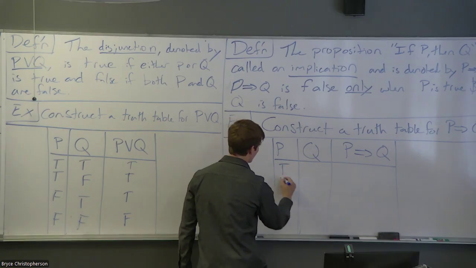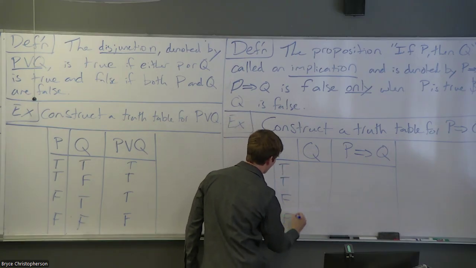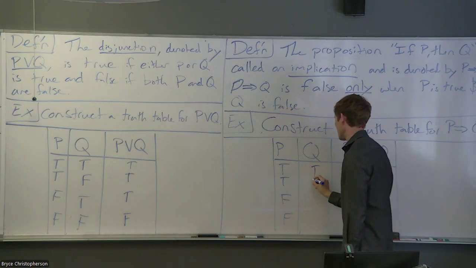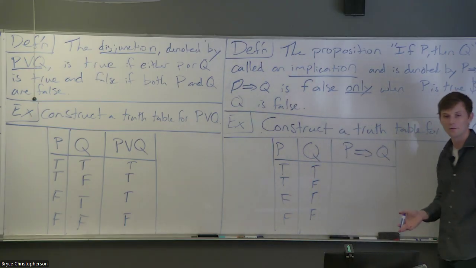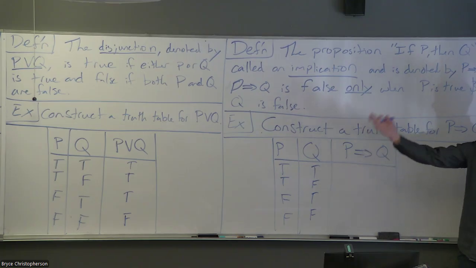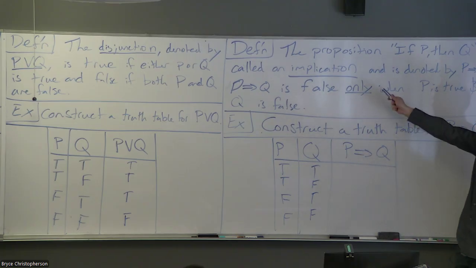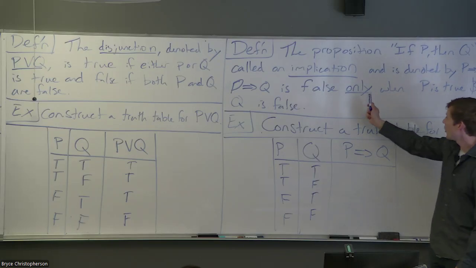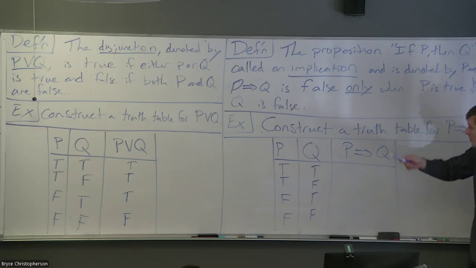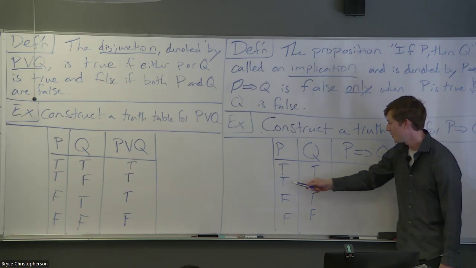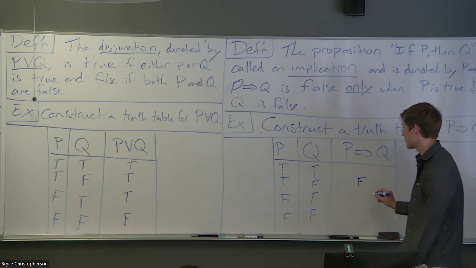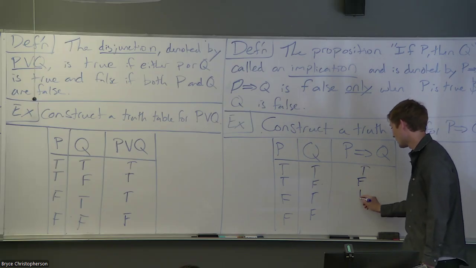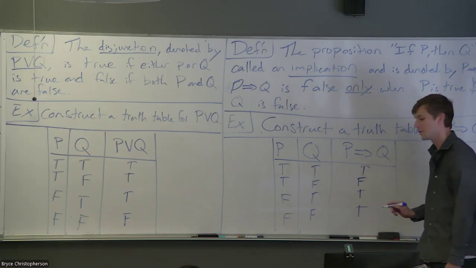P could be true or false, and correspondingly, Q could be true or false, respectively. Now we've got all of our P's and Q's exactly the same as the other tables. Okay, cool. Implication is false only when P is true and Q is false. So P is true, Q is false. That is the situation where you get false. Every other one is true.